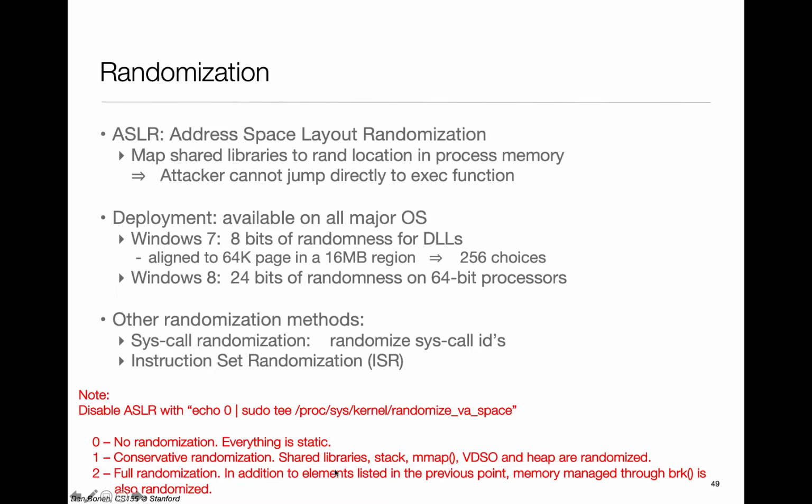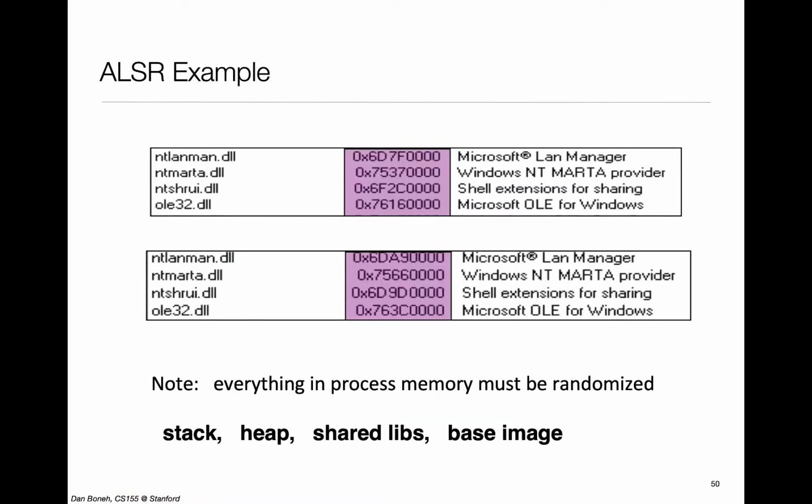And in addition to the elements listed in this previous point, memory managed through this brk function is also randomized. So this is just an example of how ASLR is implemented, for example, for Windows systems. So this is just for one execution of a program. You have these DLL files that are loaded in memory at these particular addresses, and then on a second iteration, they would be loaded at different addresses.